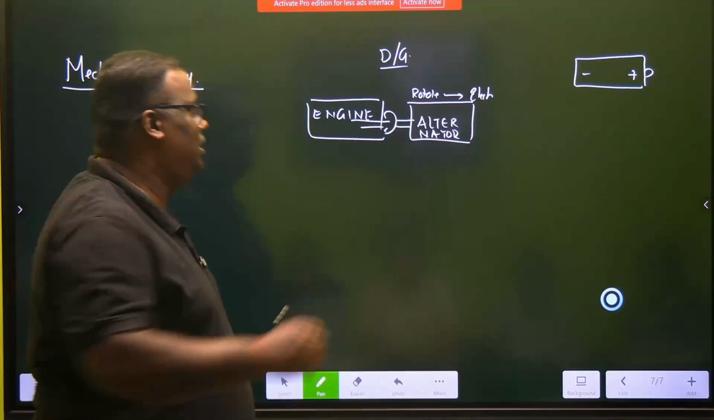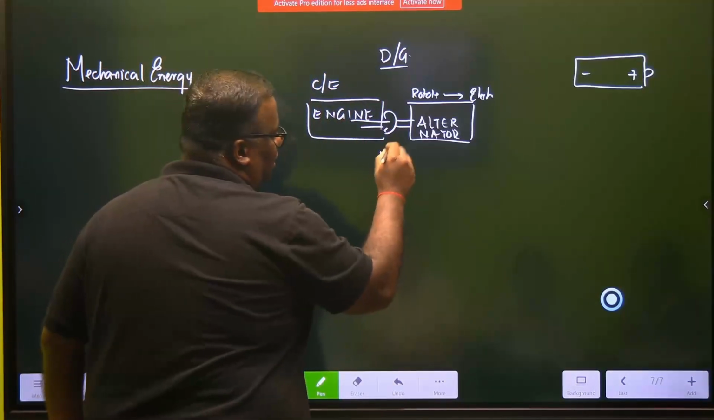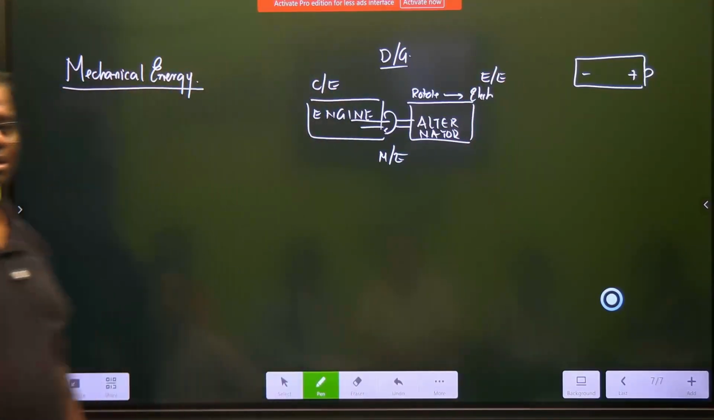So let's see the energy. You actually fed diesel. Chemical energy is converted to mechanical energy, converted to electrical energy.